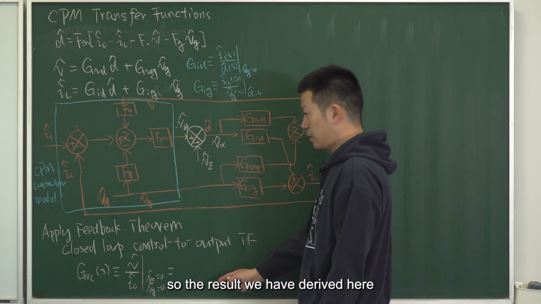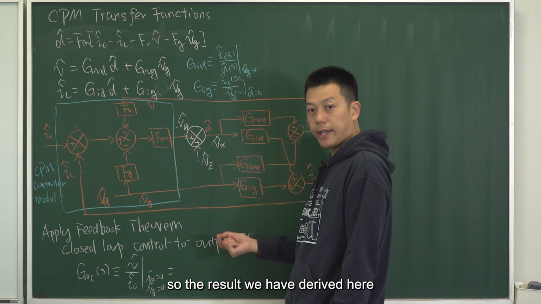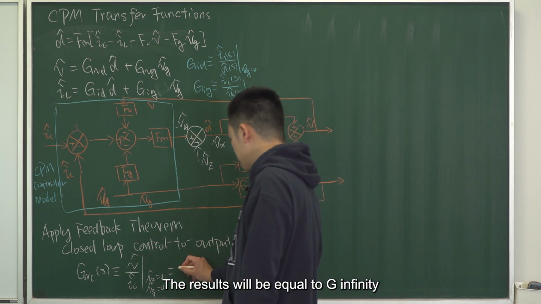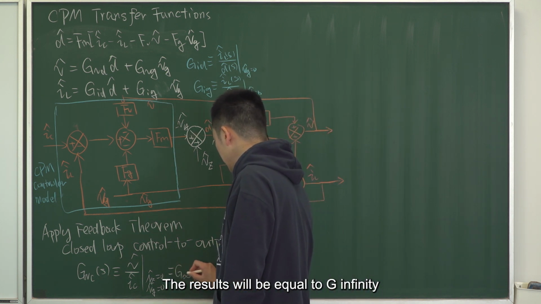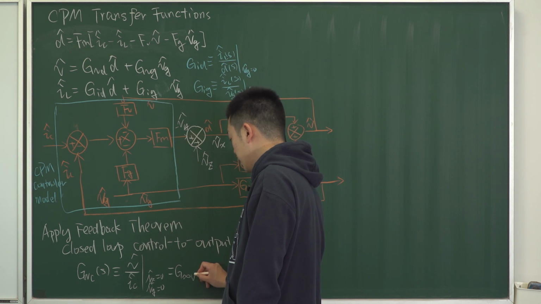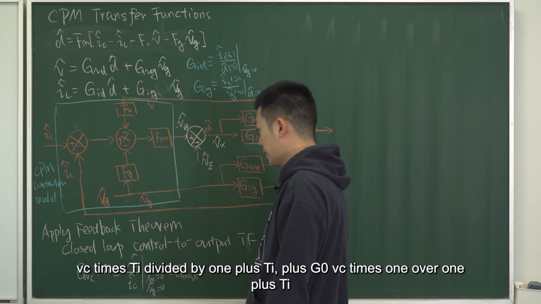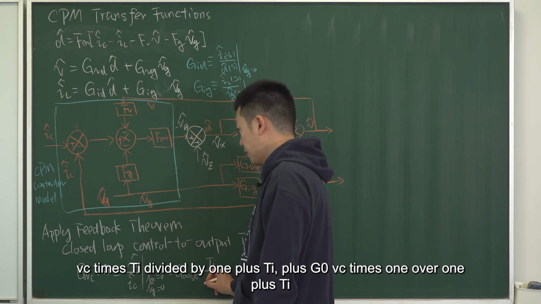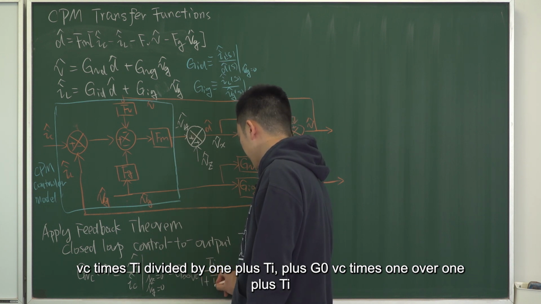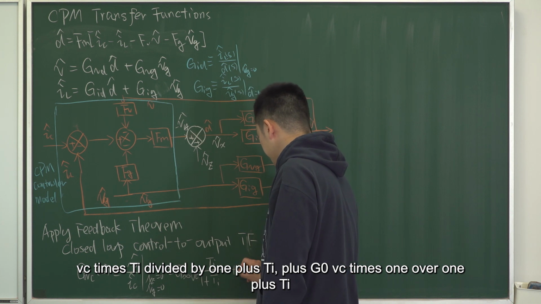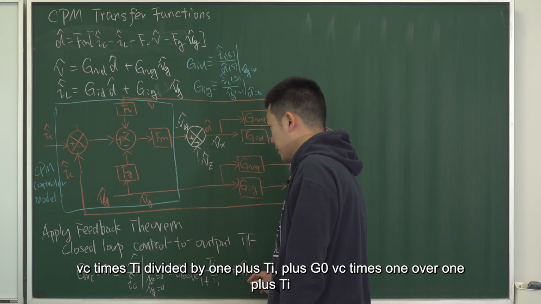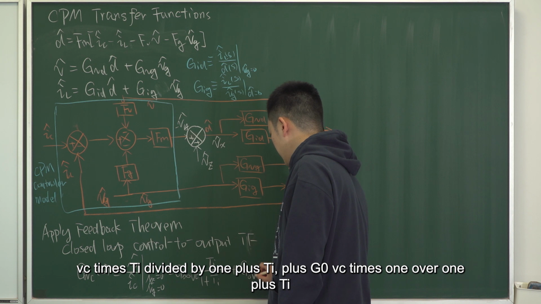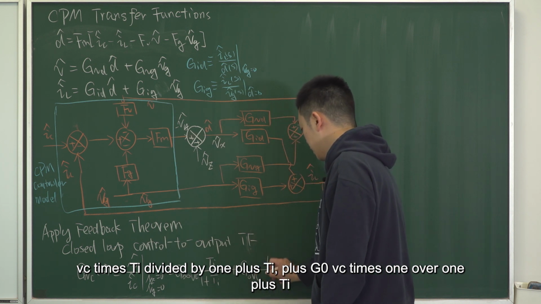So the result we have derived here, I just put the results. The result will be equal to G infinity Vc times Ti divided by 1 plus Ti, plus G0 Vc times 1 over 1 plus Ti.